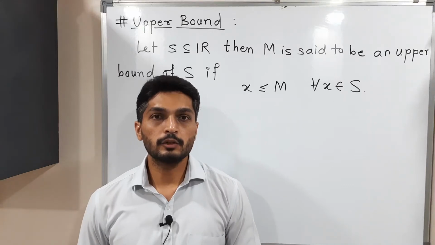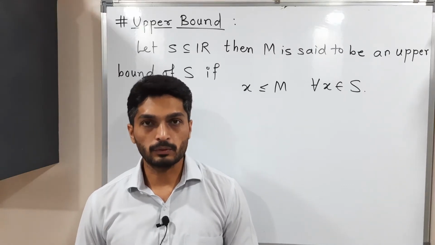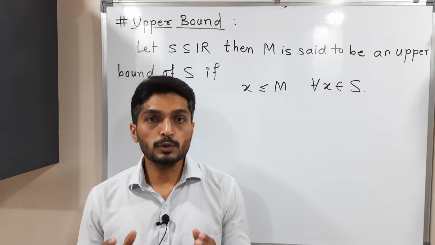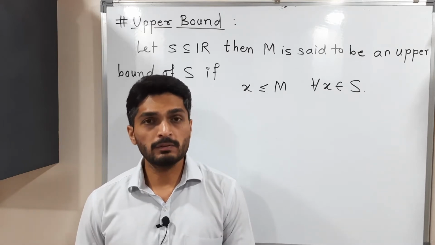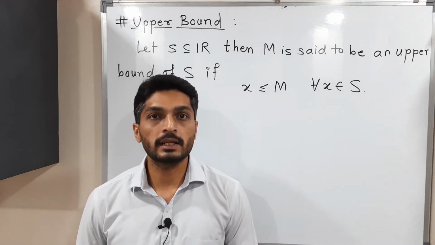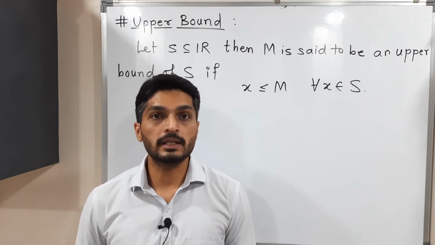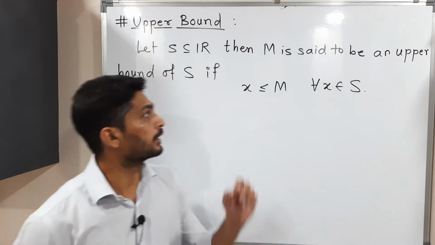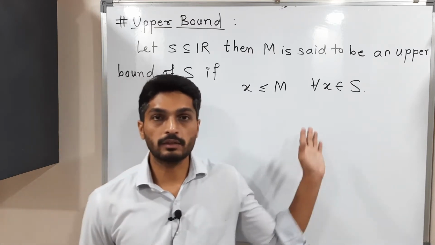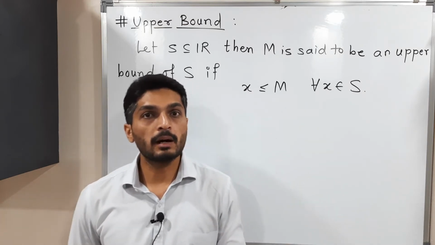Let us discuss a new concept, that is the upper bound of a given set. Suppose we have a set S. When we say M is an upper bound of set S, if all elements of S are less than or equal to M, then we can say M is an upper bound of S.